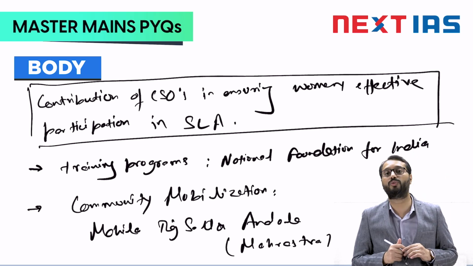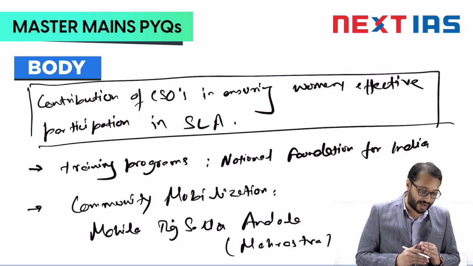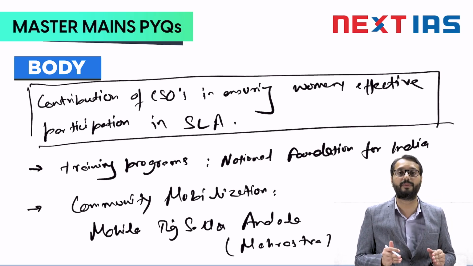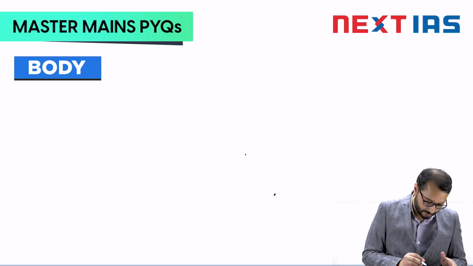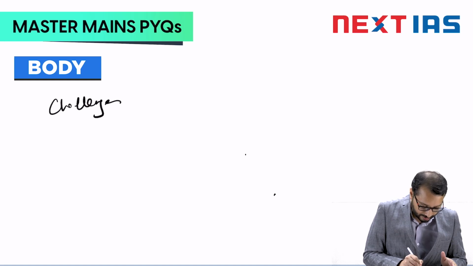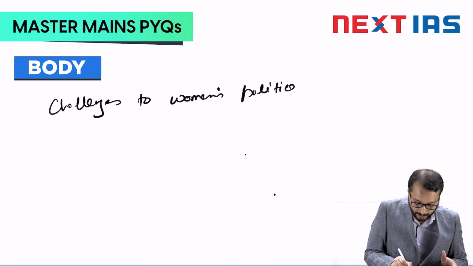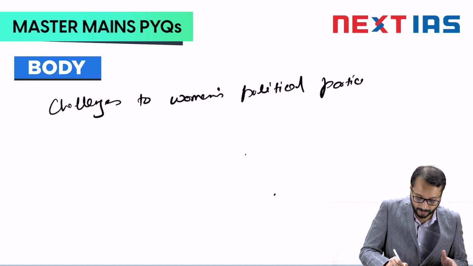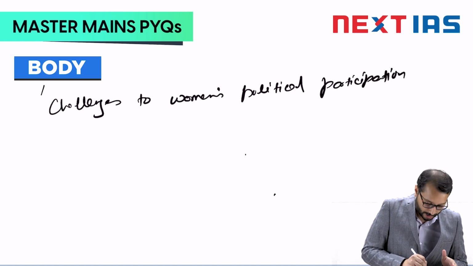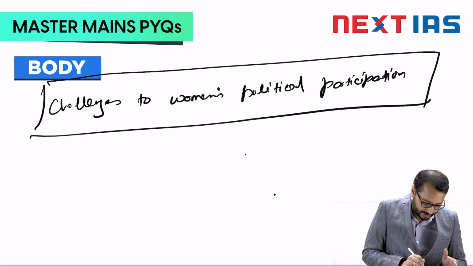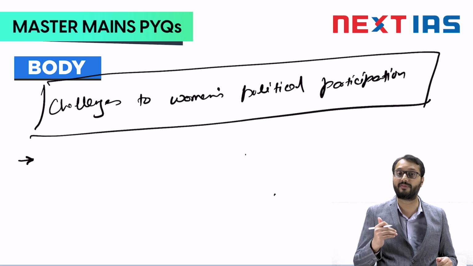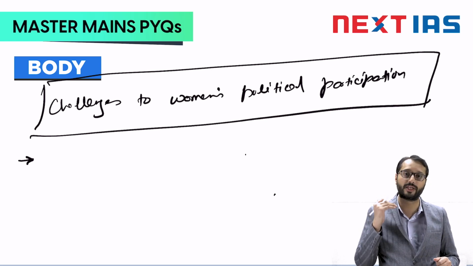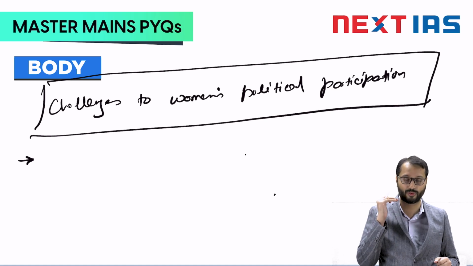Then we will come to the second part of the answer. So we have to highlight the challenges to women's political participation also. So we will create another heading, that is challenges to women's political participation, right? So the very first thing that should ideally come to your mind is the patriarchal attitude that is prevalent in the society. So the society is not ready to accept women leadership. That is one of the foremost problems.